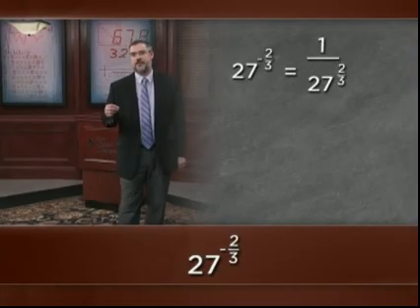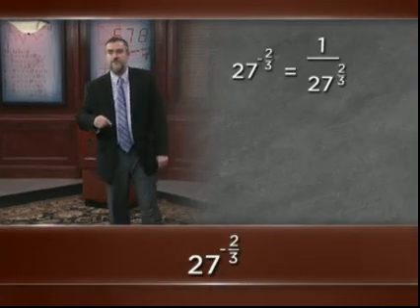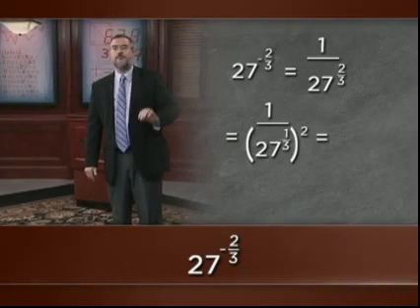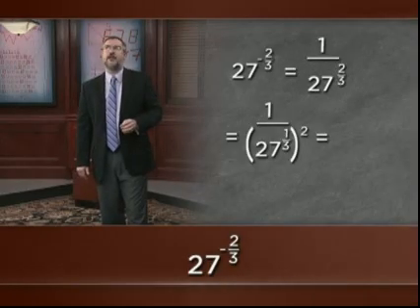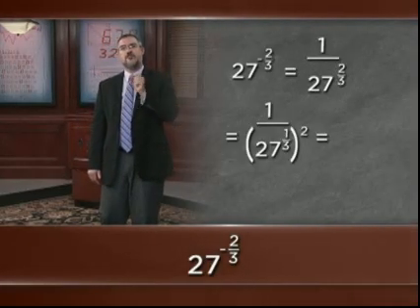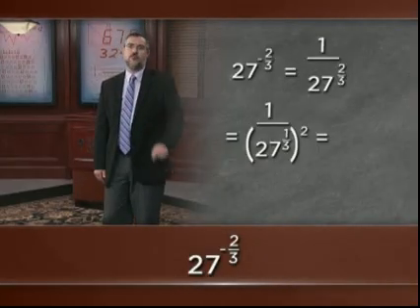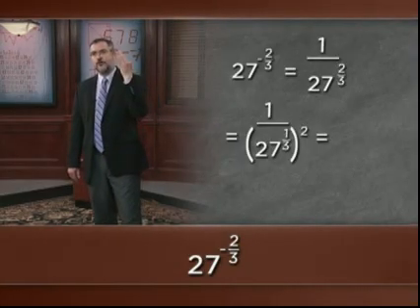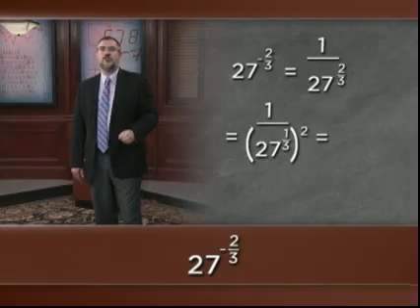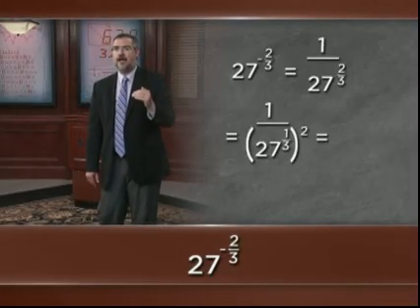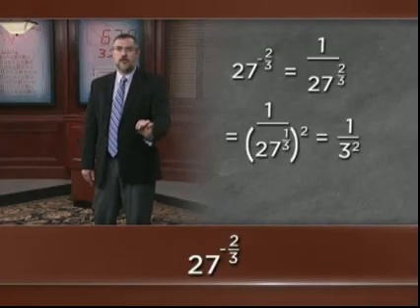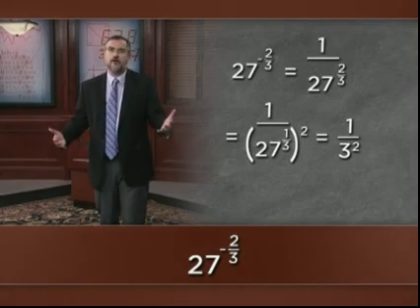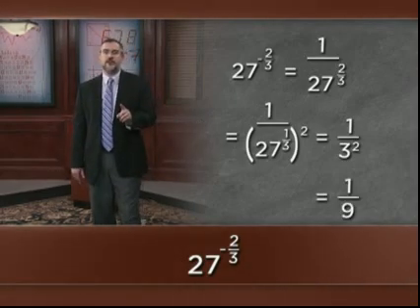Now, how do we handle 27 to the 2/3? Well, the smart way to do it, I claim, is to do 27 raised to the 1/3, and then we raise that to the 2, or square 27 to the 1/3. Now, 27 to the 1/3, that's a number which when cubed will give me 27. What number can you multiply with itself 3 times to get 27? Well, that number is going to be 3, because 3 times 3 times 3 is 27. And so my new fraction, my answer, is really just 1 over 3 squared, 1 over 3 to the 2. And of course, 3 to the 2, or 3 squared, is 9. And so my final answer here is simply 1/9.